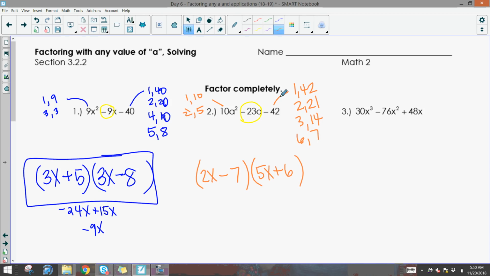Awesome. Negative 4 times 6 is negative 42. So it only took 2 tries there. You just needed to switch it and you were good.